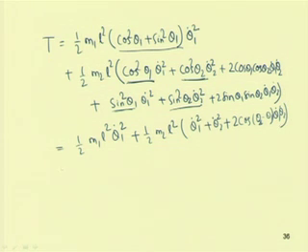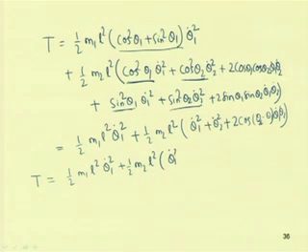In this way one can write the total kinetic energy of the system equal to half m1 L square theta 1 dot square plus half m2 L square times theta 1 dot square plus theta 2 dot square plus 2 cos of theta 2 minus theta 1 times theta 1 dot theta 2 dot.